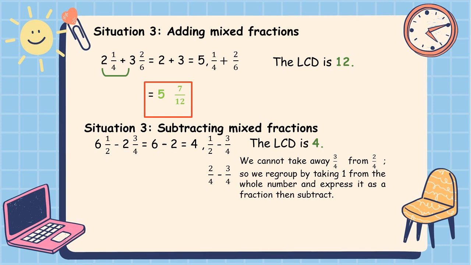And if you have different denominators, you need to find the LCD. So the LCD for 2 and 4 here is 4. Again, same process. For this one, we have 2/4 minus 3/4. Note that we cannot take away 3/4 from 2/4. So we regroup by taking one from the whole number and expressing it as a fraction, then subtract. So here is our solution. Rename as 5 and 6/4, then 6 and 1/2 minus 2 and 3/4.